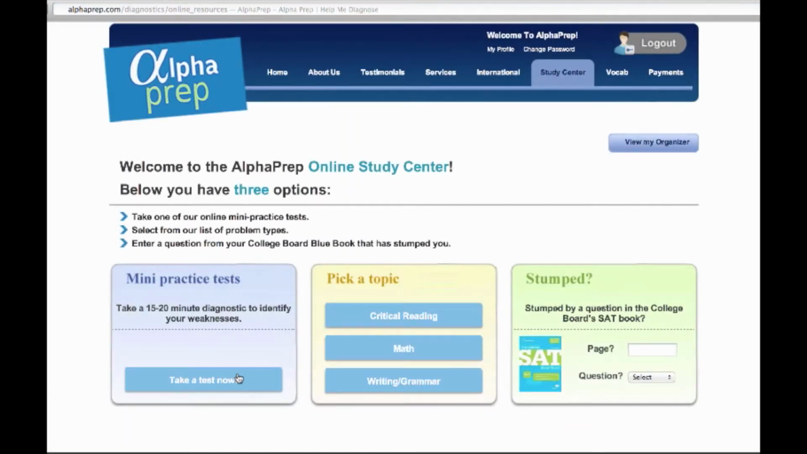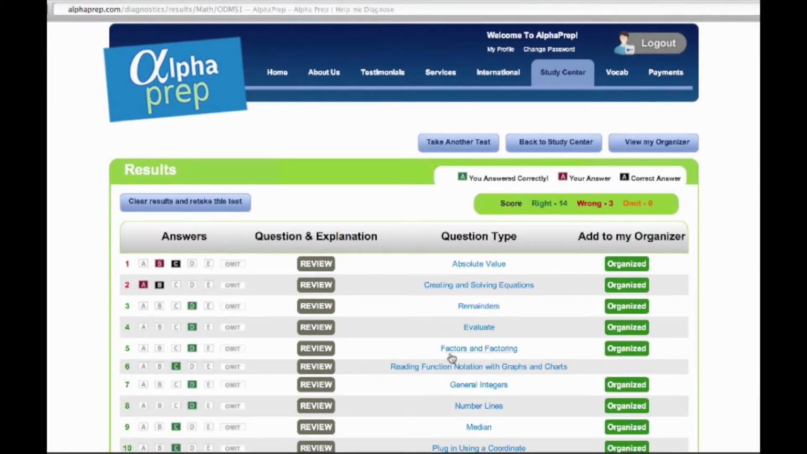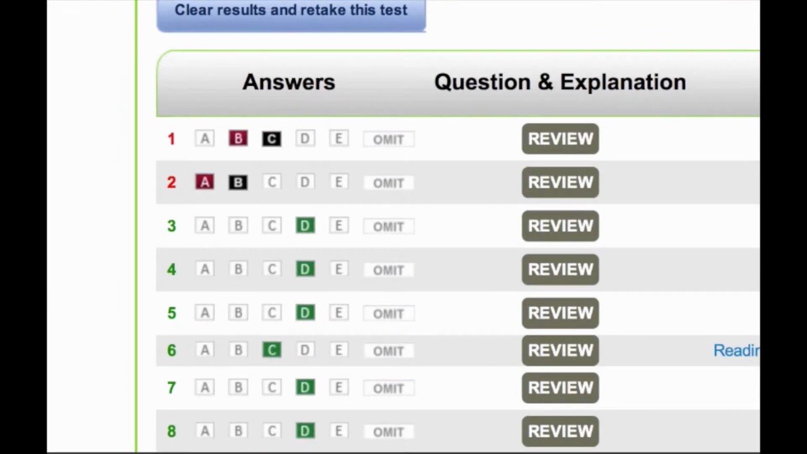Regardless of how you do it, once you finish taking one of these tests, you come to a page that gives you a breakdown of everything that you got right, wrong, or omitted. If you get a question right, it's in green. If you don't get a question right, your answer is in red, red like wrong, and the correct answer is in black.